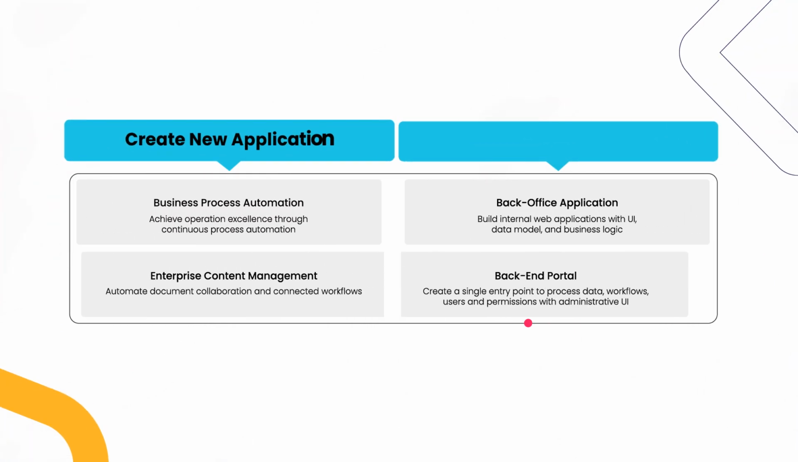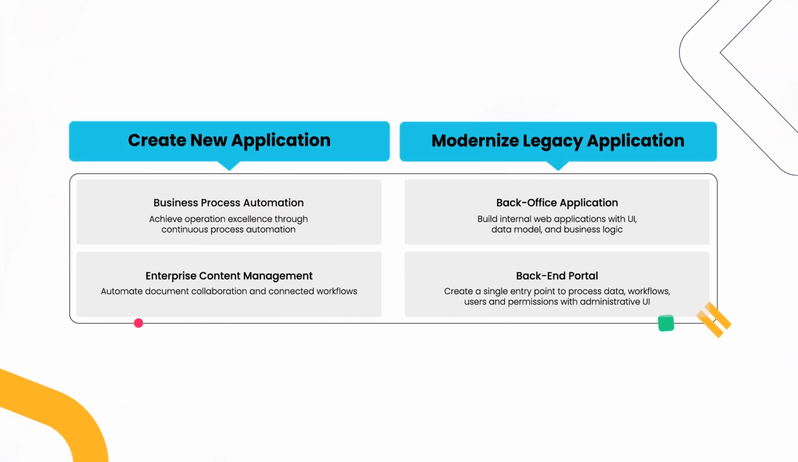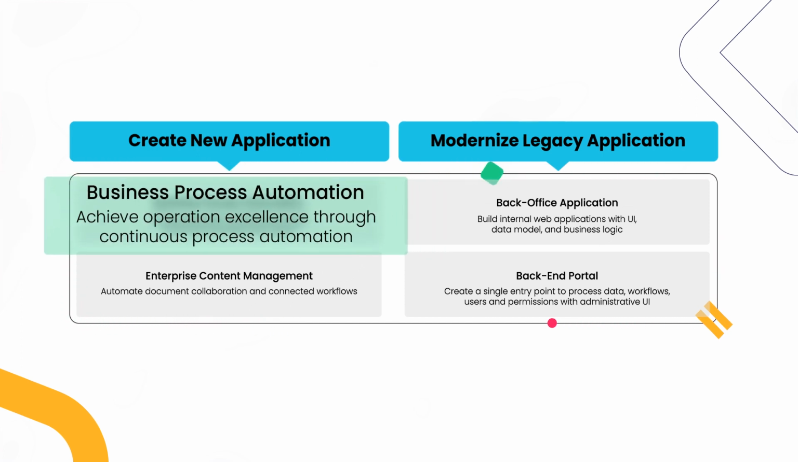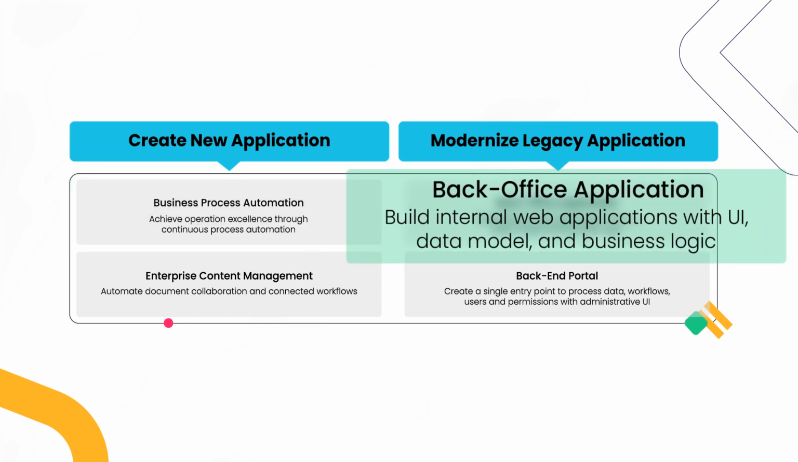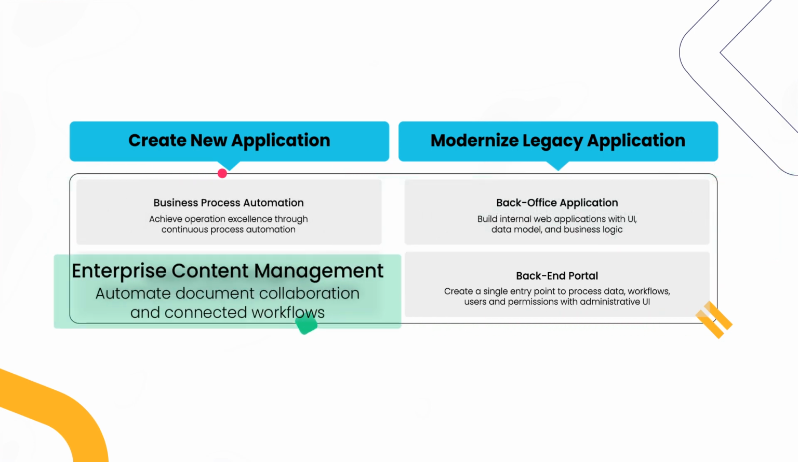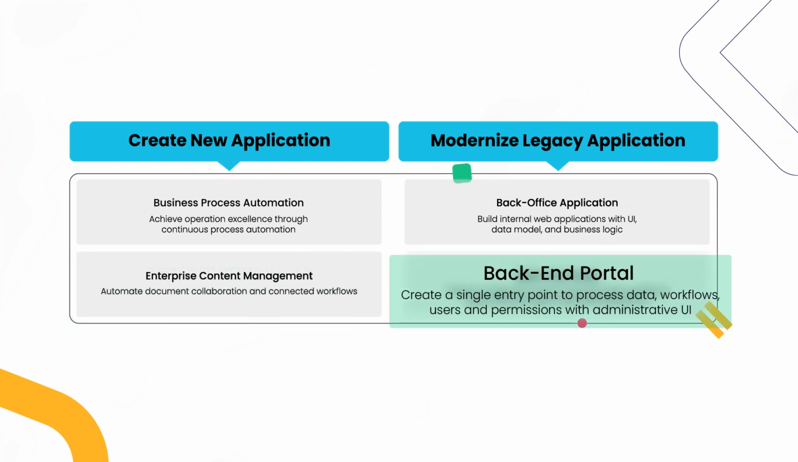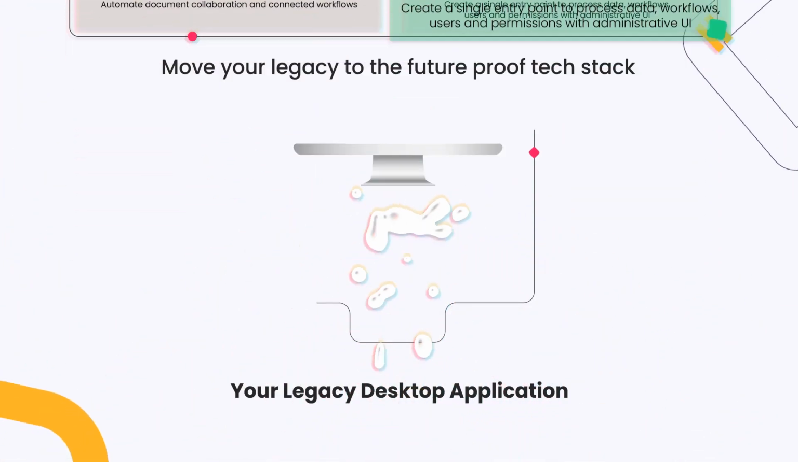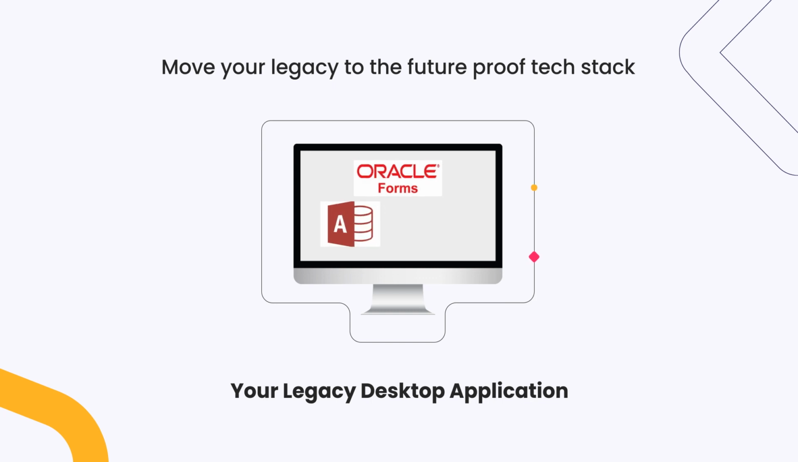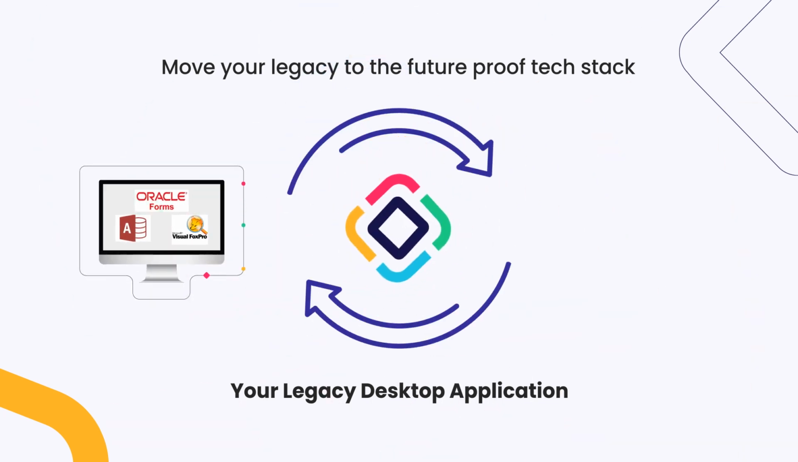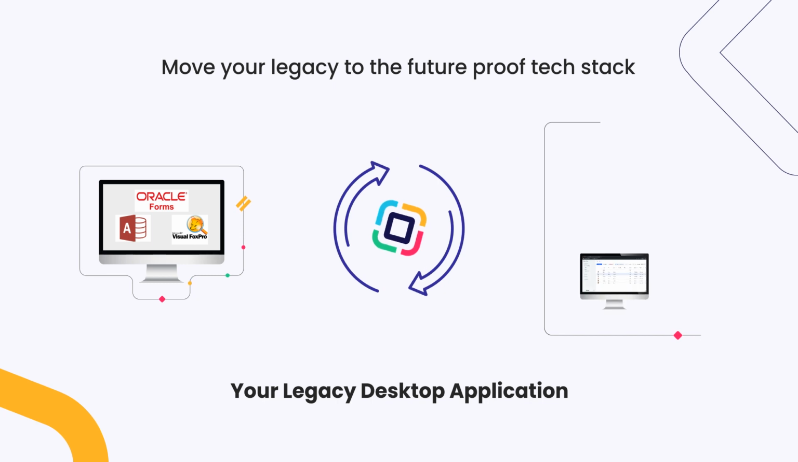With Jmix, you can create and modernize various internal-facing line-of-business applications from the following groups. Business process automation, back-office web applications, enterprise content management systems, back-end portals. Modernizing legacy systems is a challenging engineering task, but Jmix offers reverse engineering capabilities to help replace them.